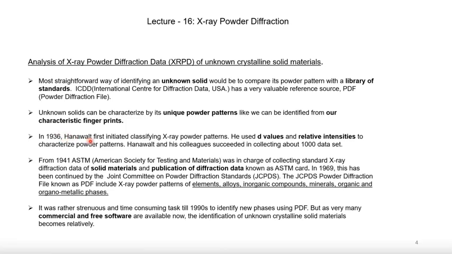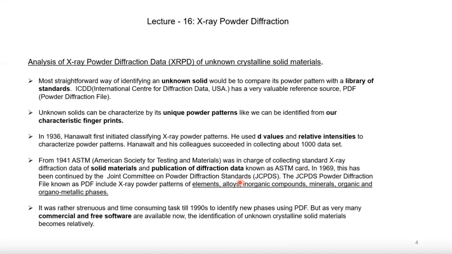In 1936, Hanawalt first initiated classifying X-ray powder patterns. What he did was use d-values and relative intensities to characterize powder patterns. He and his colleagues succeeded in collecting about 1,000 data sets. This had been done by 1941. From 1941, the American Society for Testing Materials was in charge of standardizing this data file and publishing this data, and it became known as the ASTM index file.